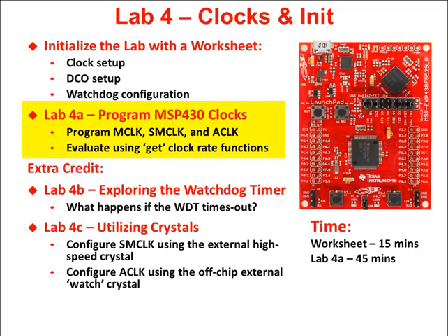Lab 4A has us programming the MSP430 clocks. We're going to set up MCLK, SMCLK, and ACLK, and we're going to use the get clock rate functions that are part of the driver library to first see what the default values are. Then we're going to use the same clock rate functions to get the speeds or the clock rates after we've set up our clocks. So let's see if we actually did what we said we wanted to do.